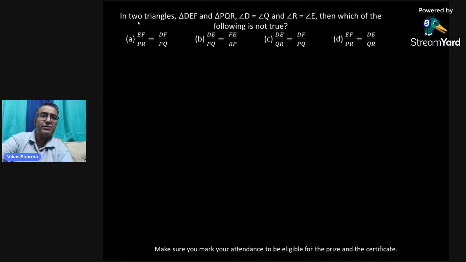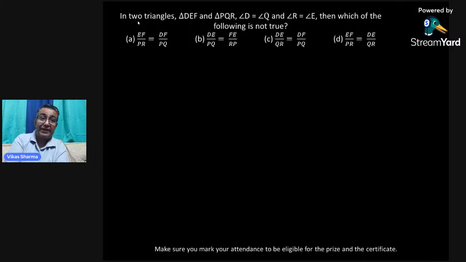Very easy question, this one, on similar triangles. In two triangles DEF and PQR, angle D is equal to angle Q and angle R is equal to angle E. Then which one of the following is not true? So they have given you 4 equations and you have to find out which one of them is not true.